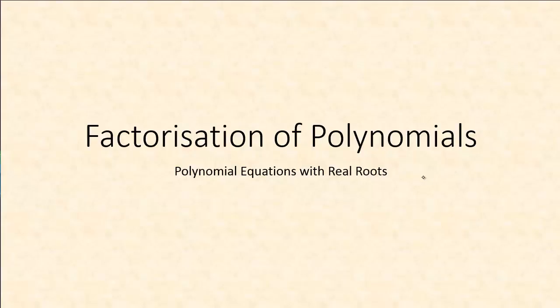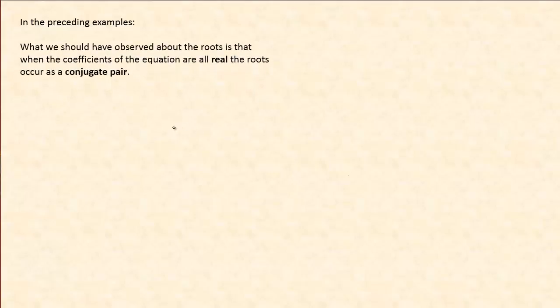Polynomial equations with real roots. In the preceding examples, what we should have observed about the roots is that when the coefficients of the equation are all real, the roots occur as a conjugate pair, or at least the complex roots occur as a conjugate pair.